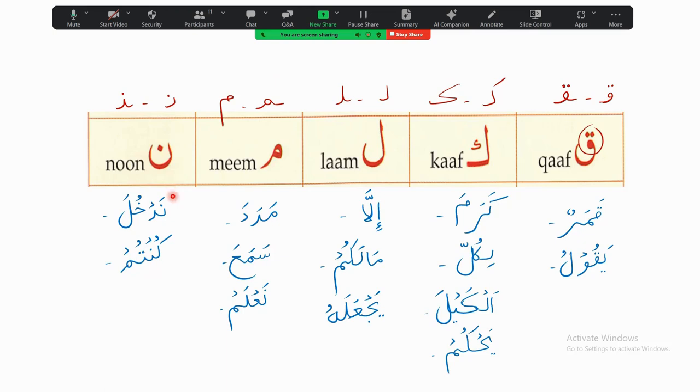So let's see the example of when noon comes at the start of any word. Nadkhula, nadkhula. Here we see noon at the start and the shape is like this, and we have attached this shape with the next letter, dal. Nadkhula. When noon comes in the middle, it will look like this shape. Kuntum, kuntum. So noon here is in the middle, so this will take this shape. When noon comes at the end, the shape will remain as it is.